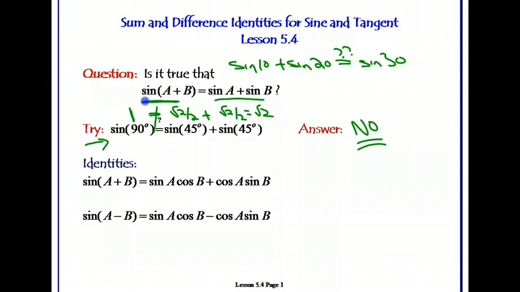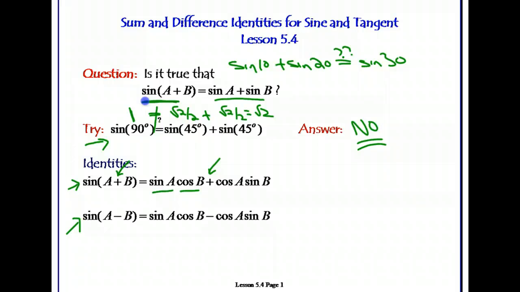So we get these identities. They look similar to the cosine identities, but slightly different. The sine of a plus b goes sine a, cosine b, and now look, when there's a plus here, there's a plus here, cosine a, sine b. And sine of a minus b, identical, sine a, cosine b, minus cosine a, sine b. So we've got those two identities for adding up sines.